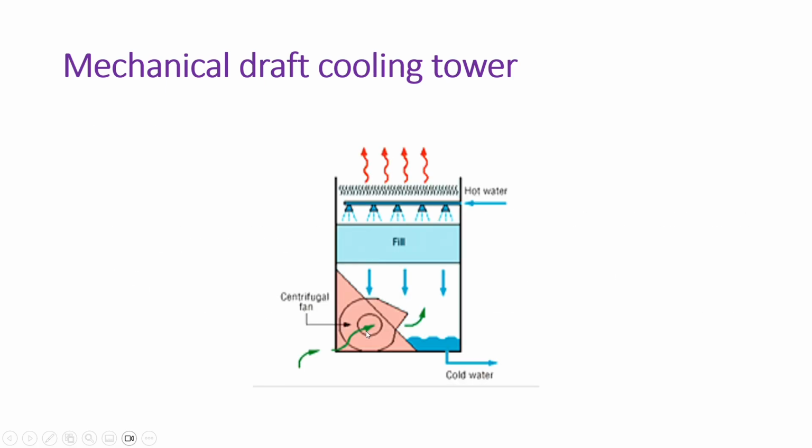Mechanical draft cooling tower. Here there is a centrifugal fan which will blow the air upward, and the hot water will be introduced from the top of the tower. So then it will fall down and be sprayed because of these sprayers. Then there will be a contact between the water and the air, which will cool the water, and the water will be collected from the bottom of the tower.